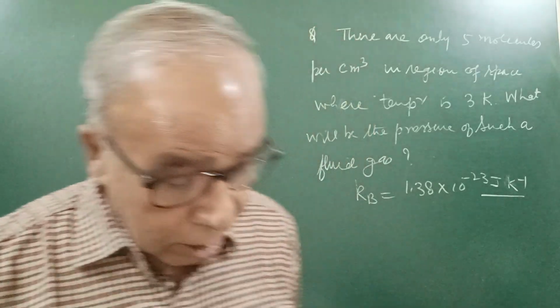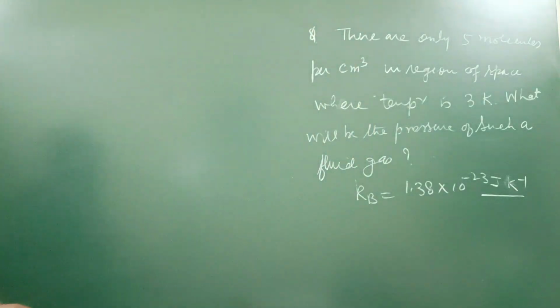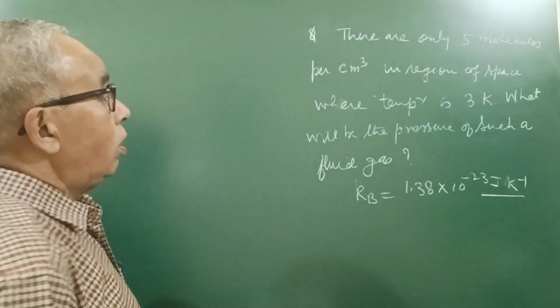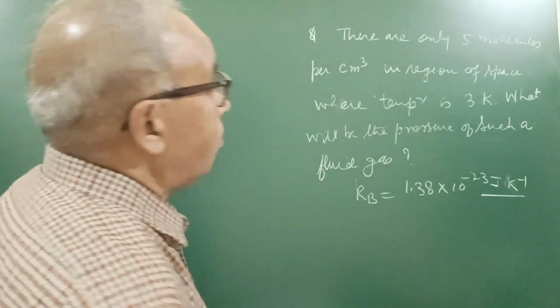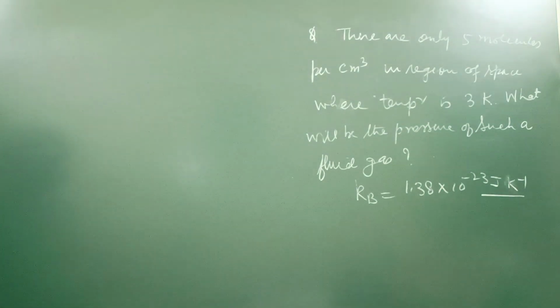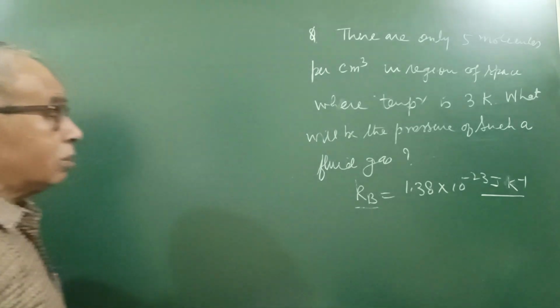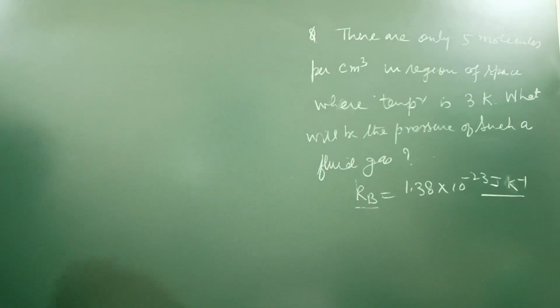Yes, dear student, there is a question on the board. There are only 5 molecules per cubic centimeter in a region of space where the temperature is 3 Kelvin. What will be the pressure of such a fluid gas? kB means the Boltzmann constant, 1.38 × 10^-23 joule per Kelvin.